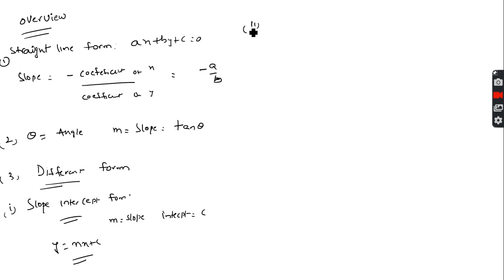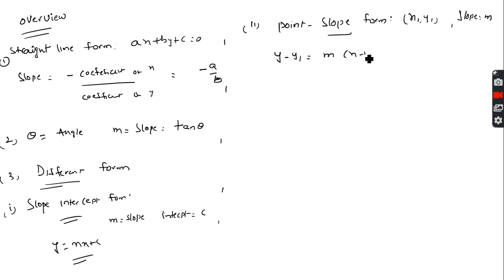And second one is point slope form. What is the point? The point is x1 comma y1, and the slope is equal to m. Therefore what is the formula? y minus y1 is equal to m into x minus x1.